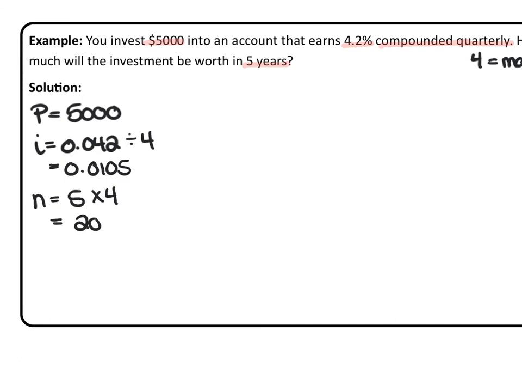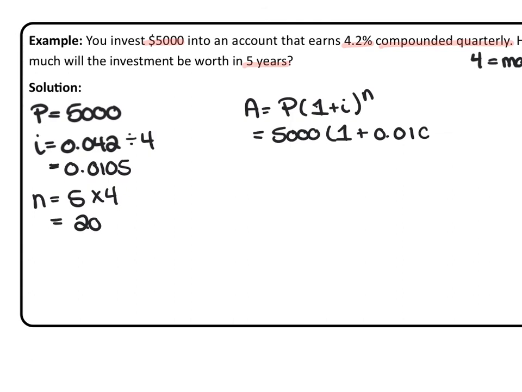And then again, we're going to use our formula. 1 plus I to the N. We'll sub in our values. 5,000 times 1 plus 0.0105 to the exponent of 20.